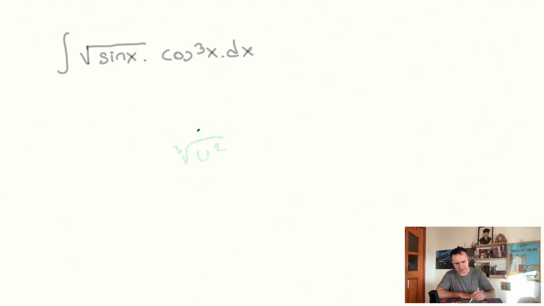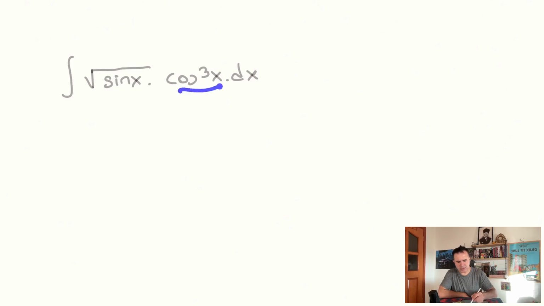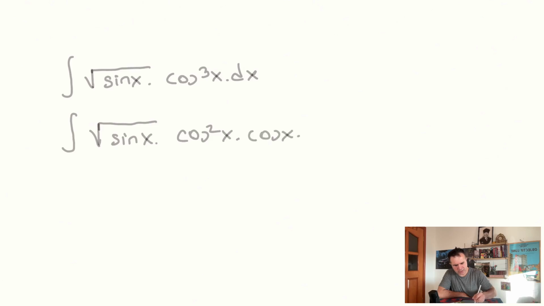But in this function, we have sine x and cosine cube x. In order to use substitution here, we need a multiplication of cosine x dx with the square root of sine x. In order to do that, I will split cosine cube x as cosine square of x times cosine x dx. The derivative of sine x is cosine x.